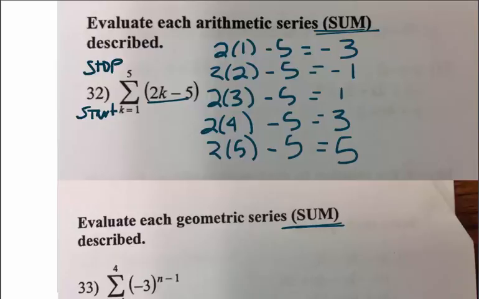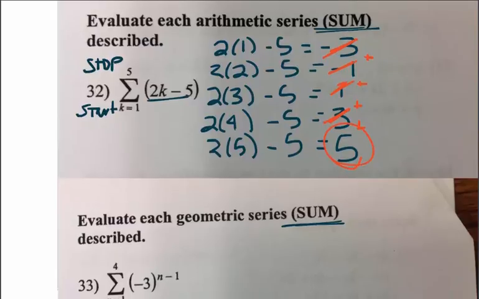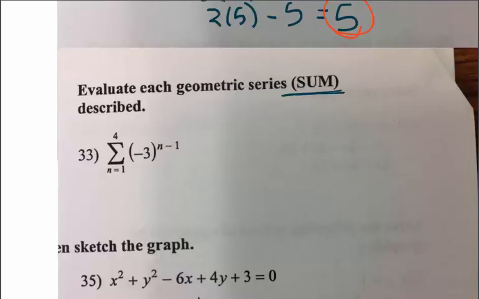Well, this is kind of convenient, because if I add all of these together, you may notice that some are opposites, like 3 plus -3, 1 plus -1. So really my answer is 5. Adding all of those terms up, the sum is 5. And we're going to do the same thing for 33.